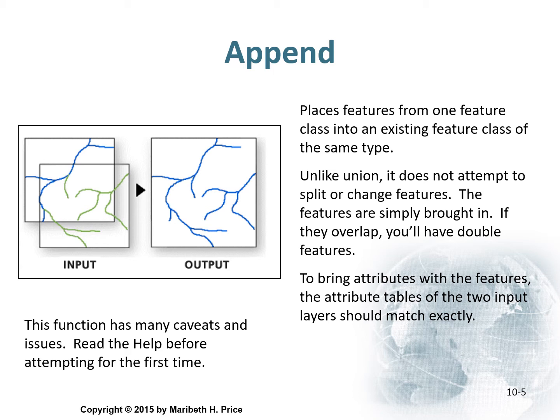Here's the thing that you remember. The features that are brought in are simply brought in, and so if they overlap, you're going to have two of them. If you bring attributes with features, the attribute table will have two input layers with the exact same stuff. Appending a data set can be dangerous because you can end up with a lot of duplicate stuff that you may not realize is there.